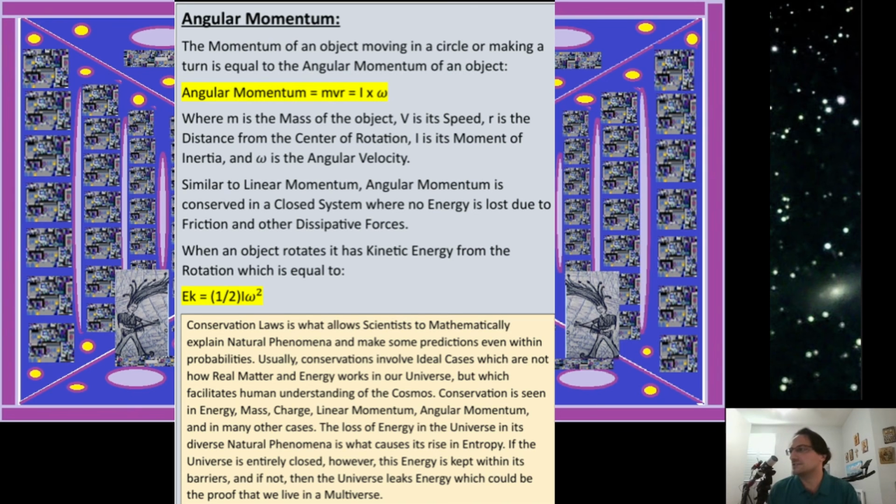The loss of energy in the universe and its diverse natural phenomena is what causes its rise in entropy. If the universe is entirely closed, however, this energy is kept within its barriers. And if not, then the universe leaks energy, which could be proof that we live in a multiverse. So basically, if we think of energy conservation, the entropy in the universe is steadily increasing because time can only go forward.